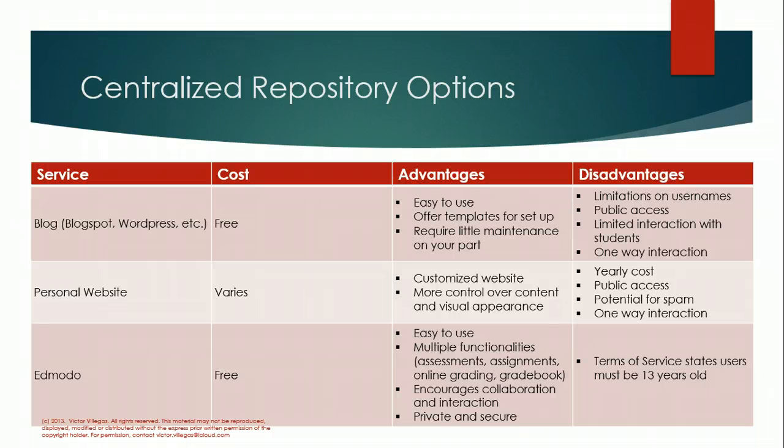The second thing that I tried after using a blog was creating my own personal website. The cost varies for that depending on which service you use. Mine was $26 for a year, so it wasn't too expensive. Now, the advantage to that is that you have a customized website, so I was able to come up with mrvillegas.net, and my students need to go to that.